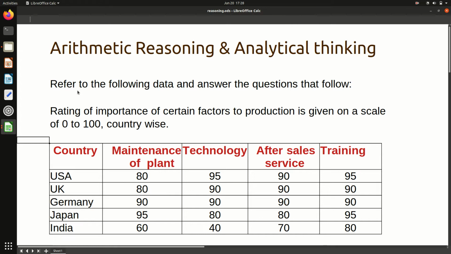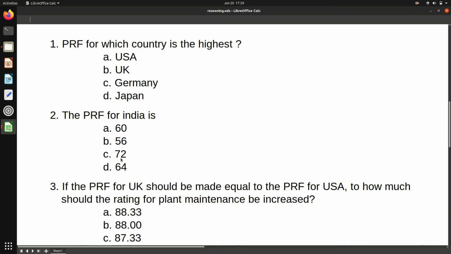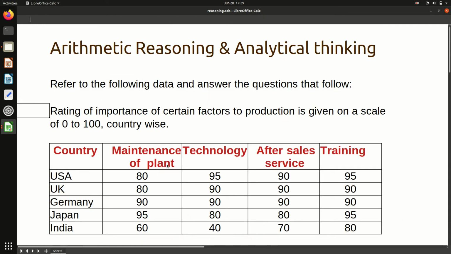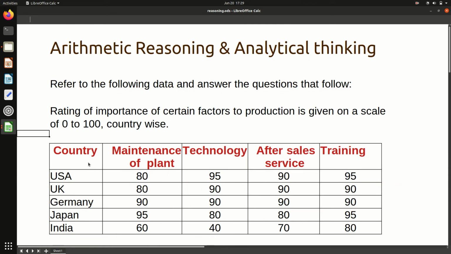So in this video we will be discussing one reasoning question which was asked in Infosys. This is an arithmetic reasoning and analytical thinking question. If you attempt this type of question, it will be very beneficial for you, because some data will be given, and based on this data you will be given 4 questions, all based on this single data. You just have to attempt this question and you will be able to solve 4 questions simultaneously. Okay, so let us see.